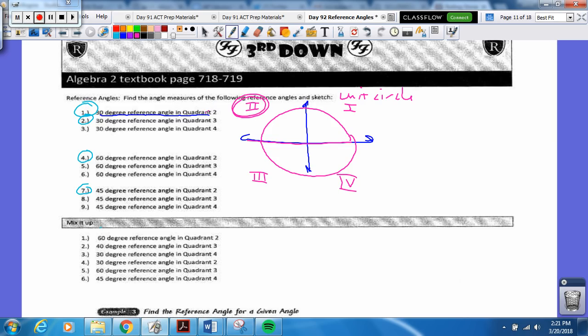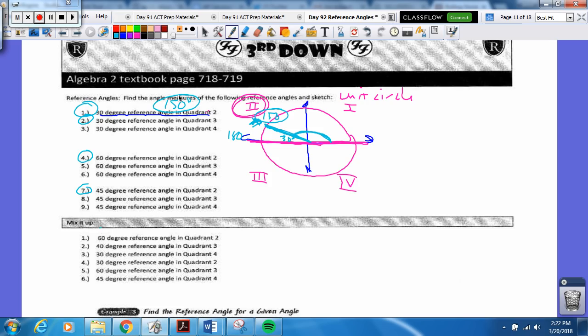So the reference angle goes right off of the x-axis, okay? So I'm making a 30-degree angle here. This is 30 degrees, okay? But this angle is not 30 degrees here. It's actually this angle I'm looking for, which is 180 minus the 30, which is 150. Bam, 150. So the answer to number 1 is 150 degrees. That's how we do it.